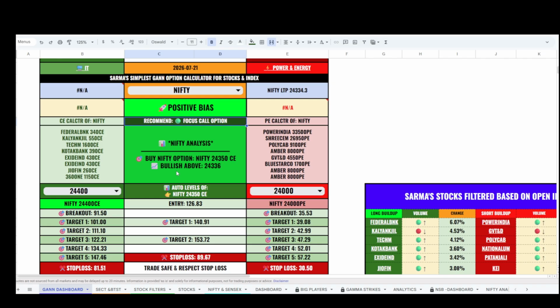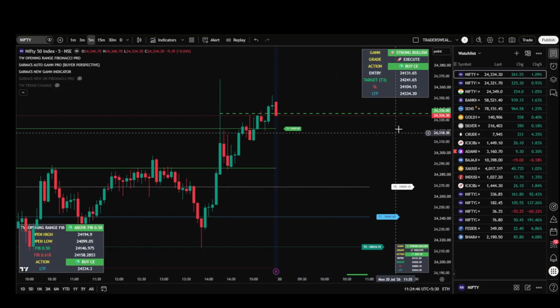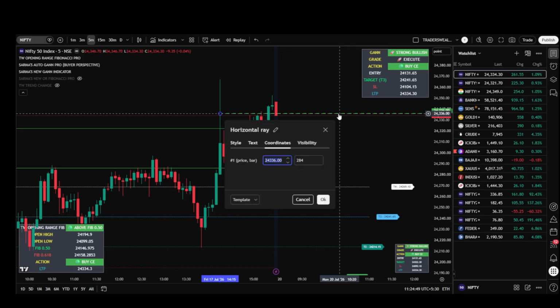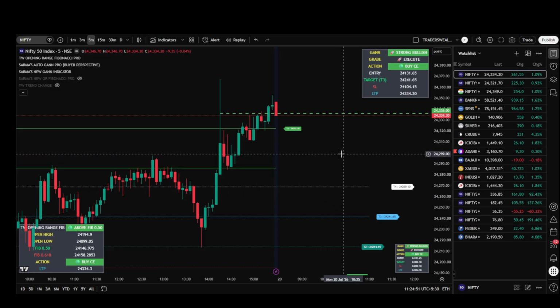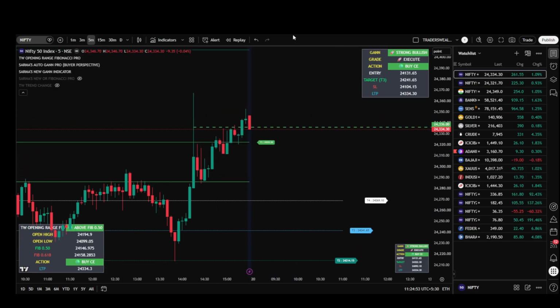And if you focus on call option, when should you buy? Which strike price is good to buy? You can read this Nifty analysis. Buy Nifty 24,350 call option, bullish above. That means only when Nifty becomes bullish above 24,336. When Nifty crosses 24,336, which I just marked here, then we can buy that option.